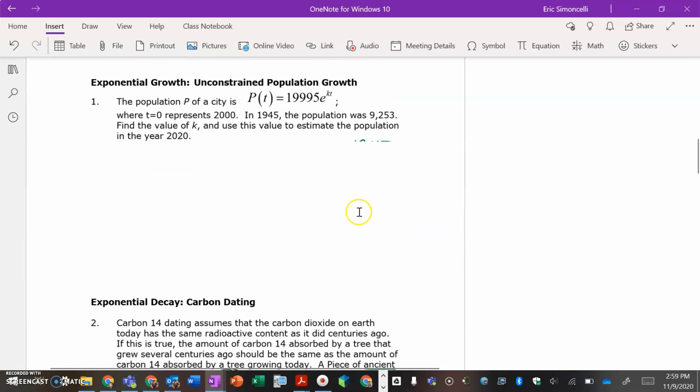Exponential growth and unconstrained population growth. The population P of a city is given as follows. P of t equals 19,995 e to the kt, where t equals 0 represents 2000. In 1945, the population was 9,253. Find the value of k and use this value to estimate the population in the year 2020.